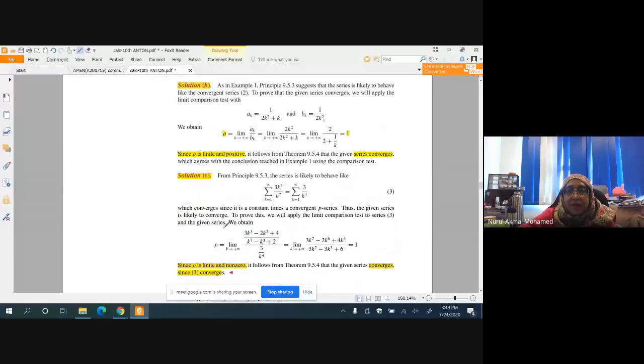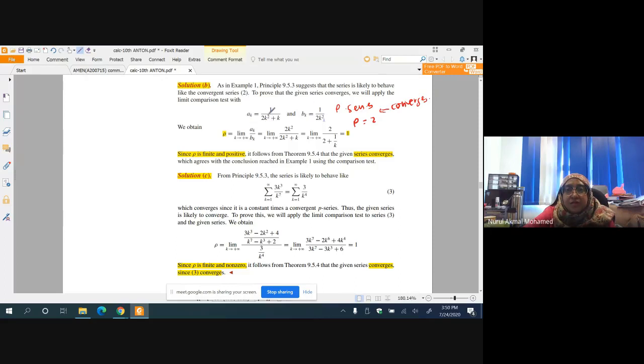Okay, now for B, the summation is 1 over 2k squared plus k. Then we want to compare with 1 over 2k squared. Okay, so this is also P series, with P equal to 2. So P equal to 2 is greater than 1. So it converge.